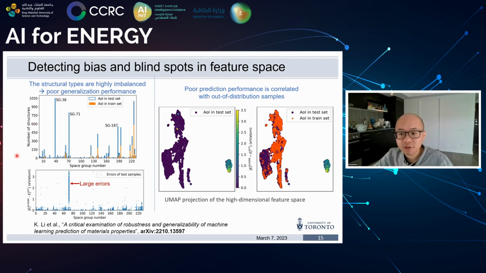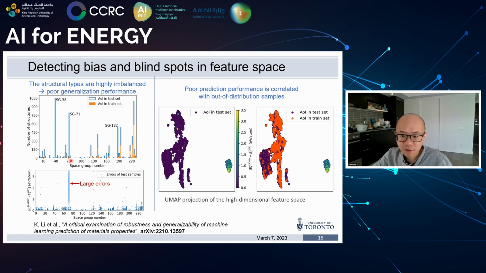In this figure, we show the number of structures as a function of the space group in the training and the test data. We can see that the distribution of the data is highly imbalanced, and many space groups have few training data. And the second figure is a scatter plot of the prediction error on the test data for different space groups. One can see that larger errors are associated with the space group 71, which has few training data.